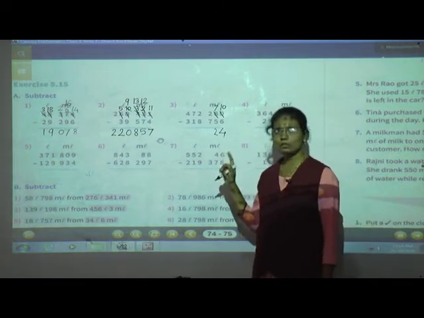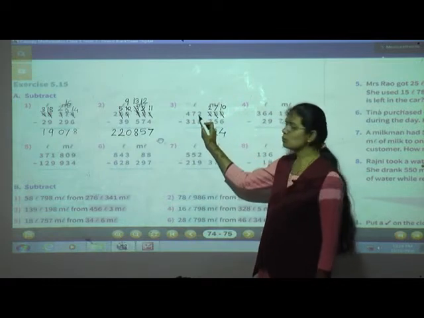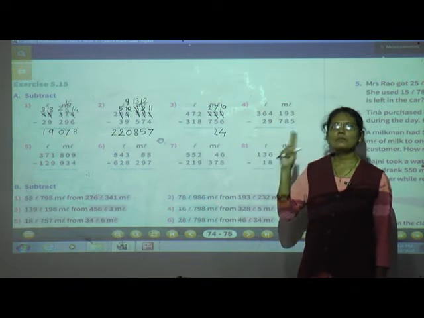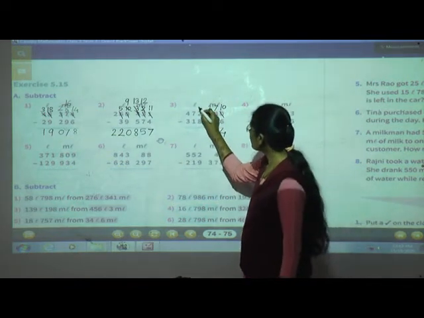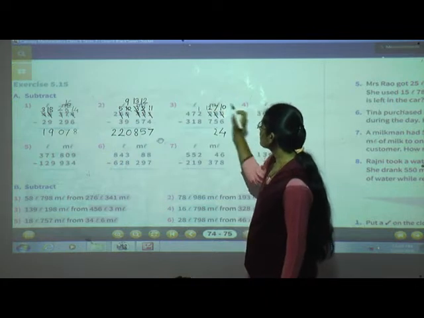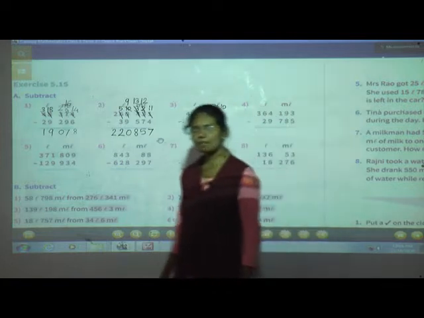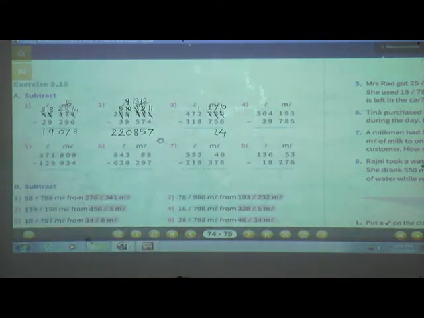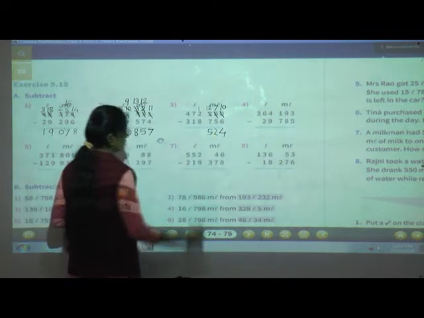Then what to do? We will cut this 2 and write as it is. And then we'll move to the neighbor. Now here neighbor is having 2. So we'll take 1 borrow from this 2. So 2 minus 1. Here 1 will remain and this 2 will become 12. Now 12 minus 7. See, after 7 you have to count your fingers till 12. Okay. So 12 minus 7. Yes. What is the answer? 5. So we'll write here 5.